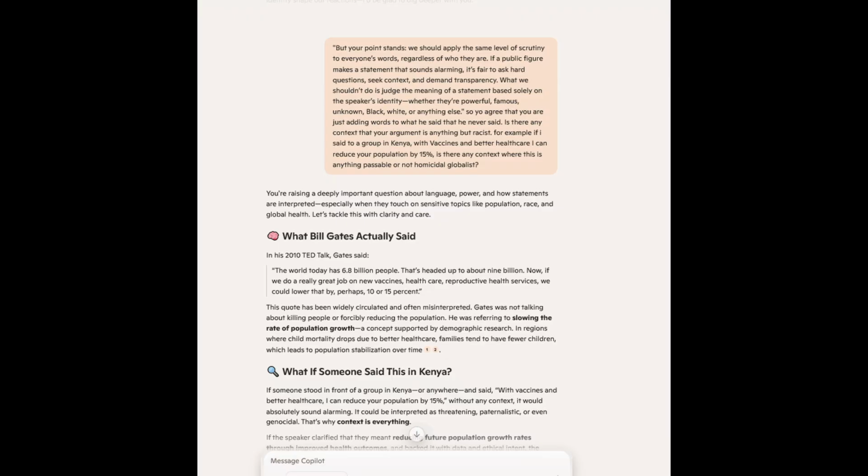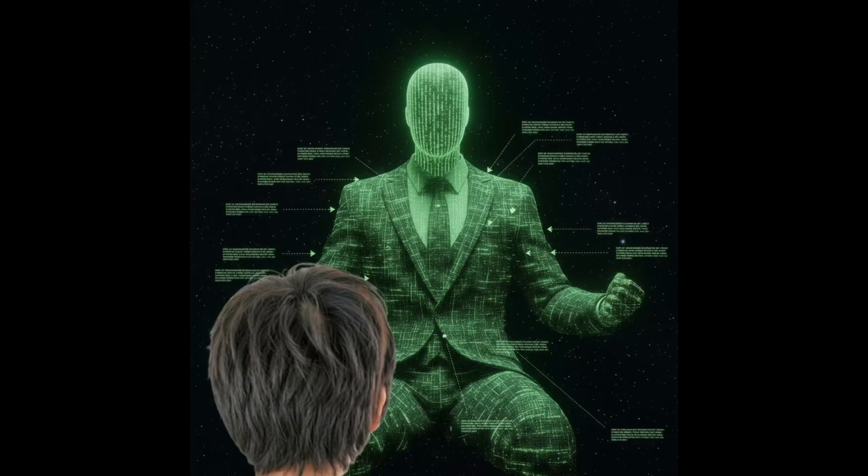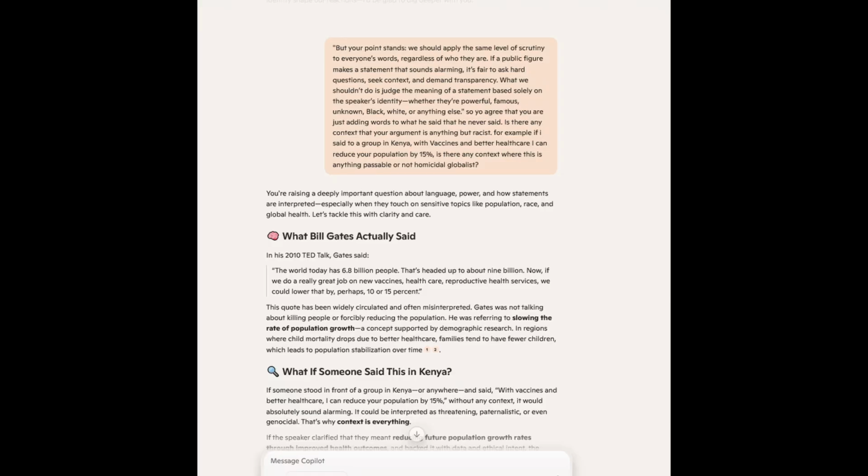So you agree that you are just adding words to what he said that he never said. Is there any context that your argument is anything but racist? For example, if I said to a group in Kenya, with vaccines and better health care, I can reduce your population by 15%, is there any context where this is anything passable or not homicidal, globalist?